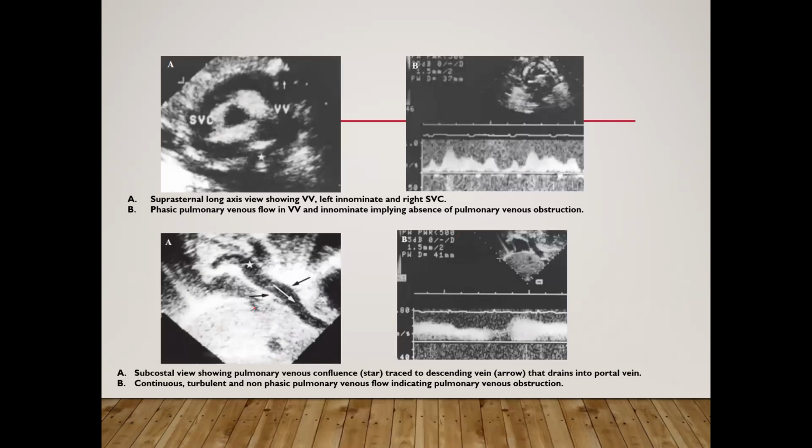This is the suprasternal long axis view, which is showing a vertical vein draining into the left innominate vein and into the right SVC. This is phasic pulmonary venous flow in a vertical vein; if it is phasic, it means there is absence of pulmonary venous obstruction. If it is continuous and does not vary with respiration, it indicates pulmonary venous obstruction. This is a subcostal view, which is showing the pulmonary venous confluence draining into the descending vein, which is draining into the portal vein.